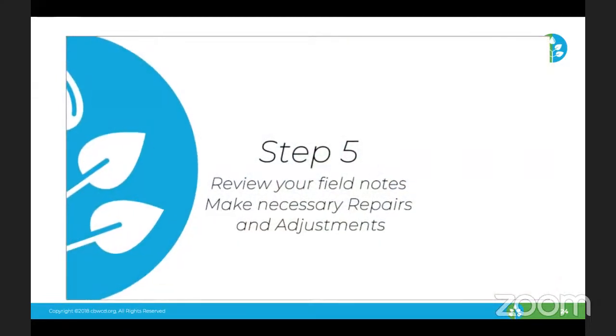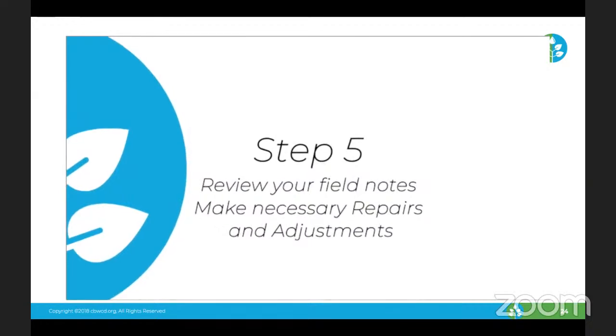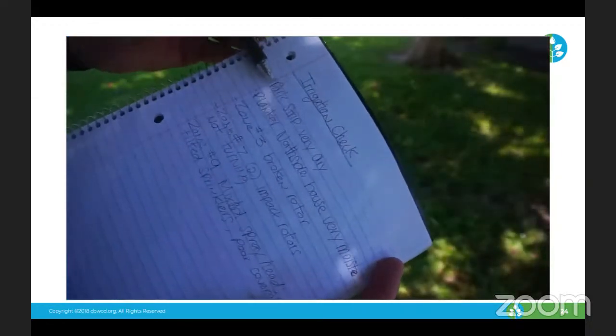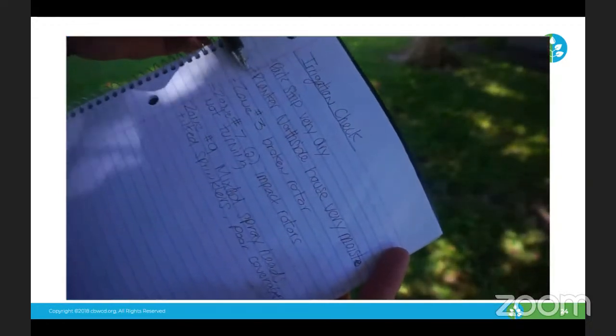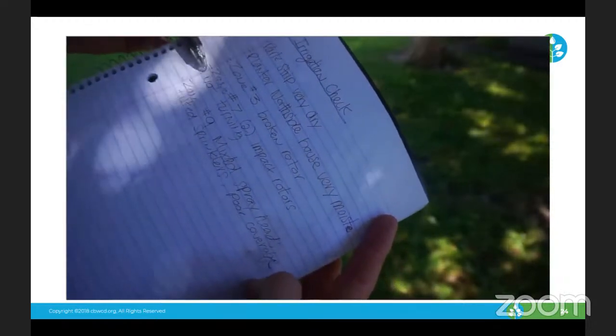Step number 5, review field notes and make necessary repairs and adjustments. So here are my notes. 3 broken sprinklers. Looks like I have a lot of work to do this weekend.